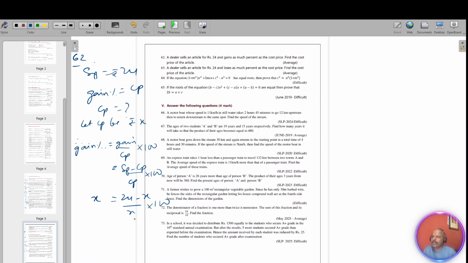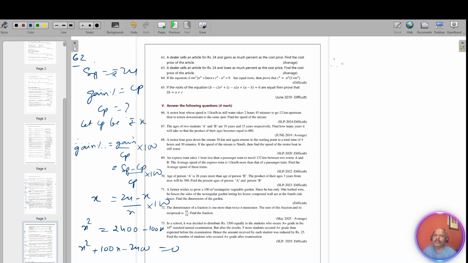Cross multiply. X into X is X square, equal to 24 minus X into 100. You have to multiply 100 to both 24 and minus X, so 2400 minus 100X. We take these to the left hand side. It will become X square plus 100X minus 2400. On solving, we get X equal to minus 120 and X equal to 20.